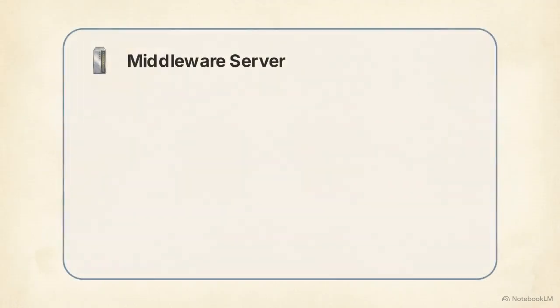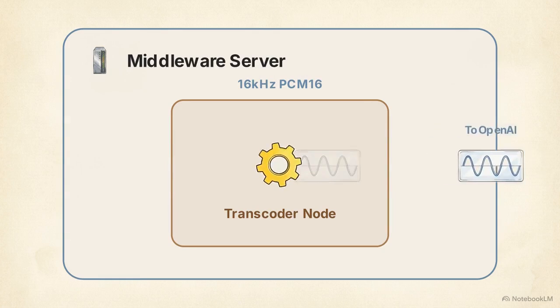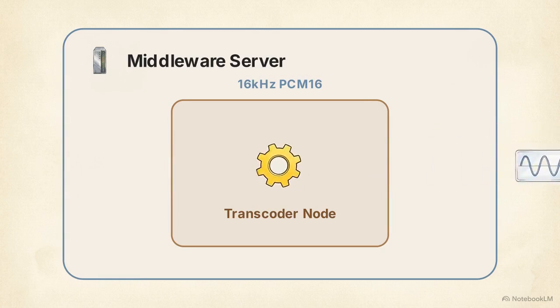To bridge this gap, the middleware server uses a transcoder node. It intercepts the 8 kHz mu-law payload, decoding it into uncompressed linear PCM. It then upsamples the audio frequency to 16 kHz, outputting the exact PCM16 format required by OpenAI.